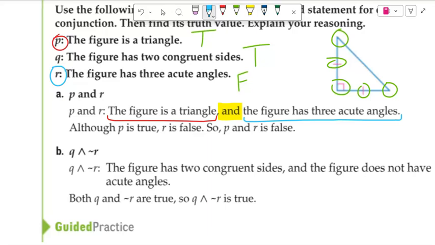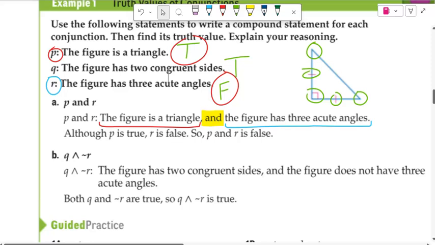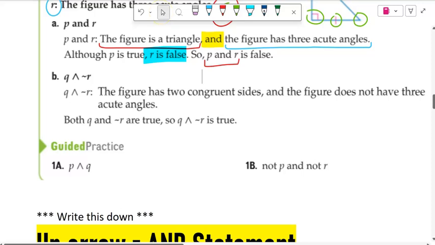So it says P is true and R is false, which we had already made a note of up here. And go ahead and write this down. For a conjunction, if one statement is false, the conjunction is false. Write that down. If one statement is false, so R is false, I'll highlight that, then the conjunction is false, P and R. In a conjunction, if one statement is false, the conjunction is false.